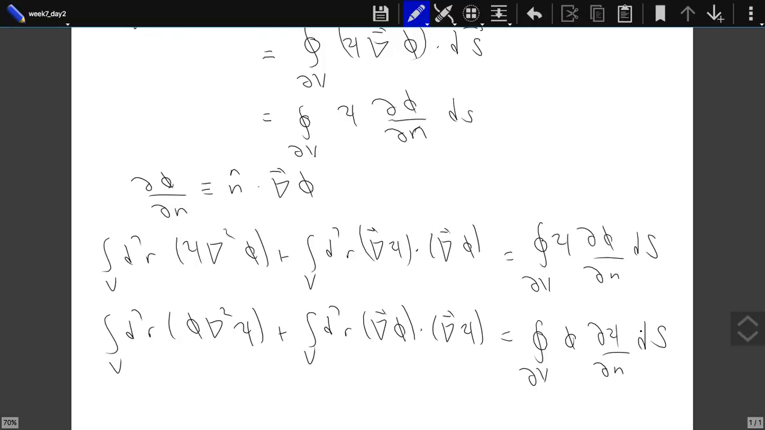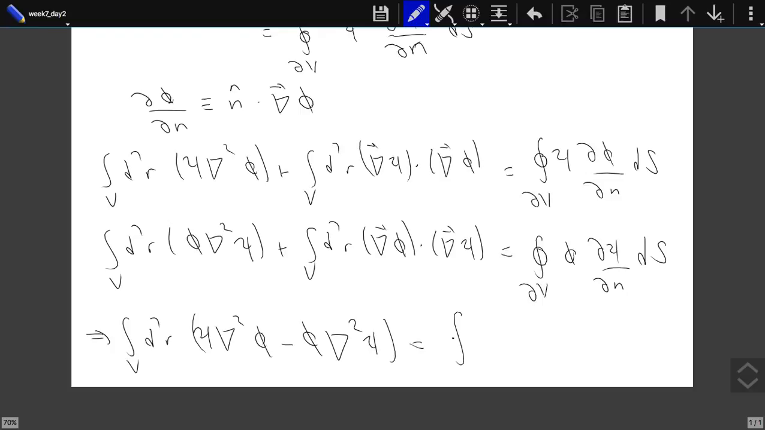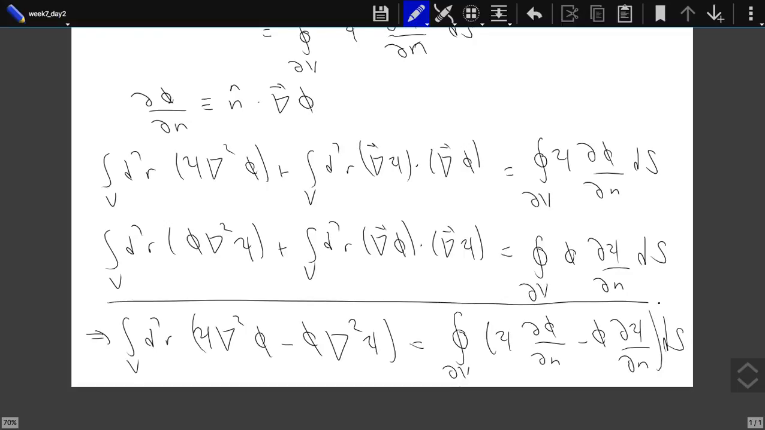But then we can just subtract them side by side. Over the volume, d cubed r, psi del squared phi minus phi del squared psi should be equal to the integral over the boundary of psi del phi by del n minus phi del psi by del n. This is what we call the Green theorem.